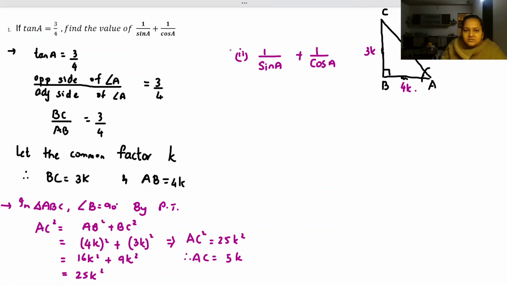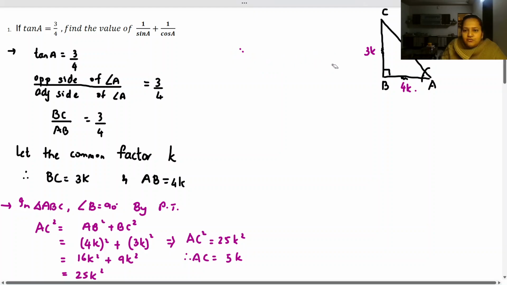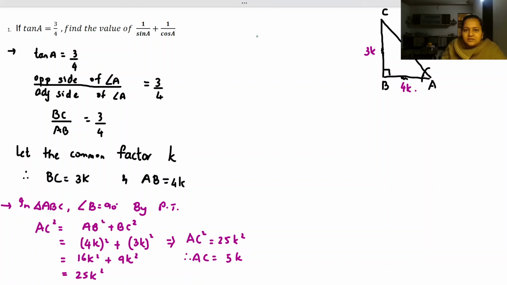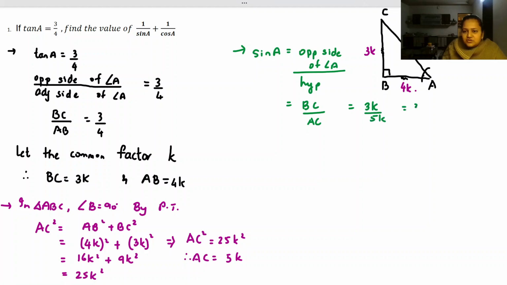Now we need the value of sin A. What is sin A? Sin A is the opposite side of angle A upon the hypotenuse. Which is your hypotenuse? Which is the opposite side? Obviously, the opposite side is BC and the hypotenuse is AC. So BC is 3K, AC is 5K. This ratio turns out to be 3 by 5. So we get here sin A is 3 by 5.